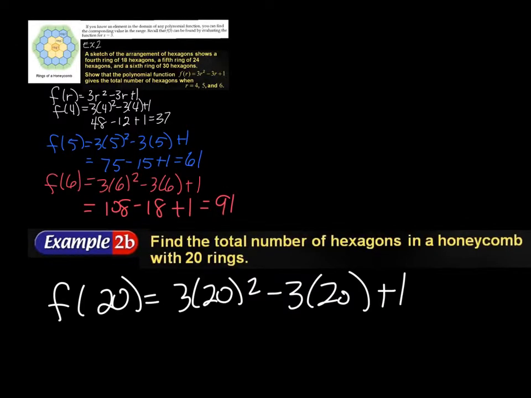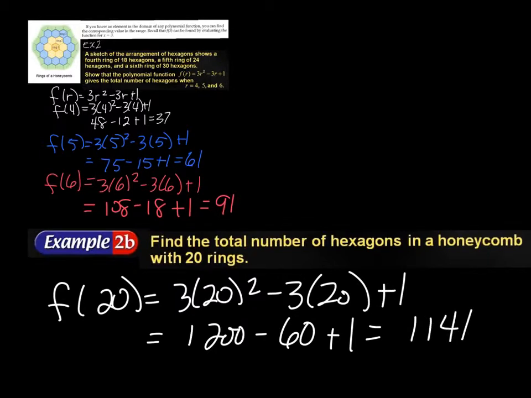Part B: find the total number of hexagons in a honeycomb with 20 rings. So 3 times 400 would be 1200, minus 60 would be 1140, plus 1, we'd have 1141 hexagons.